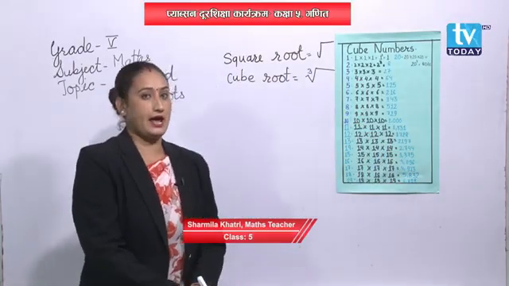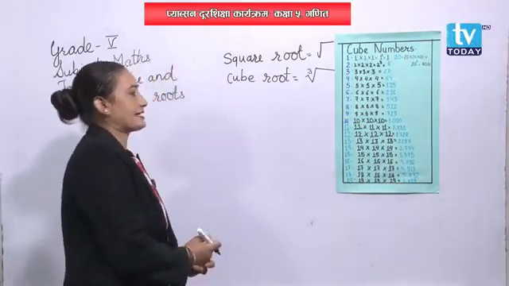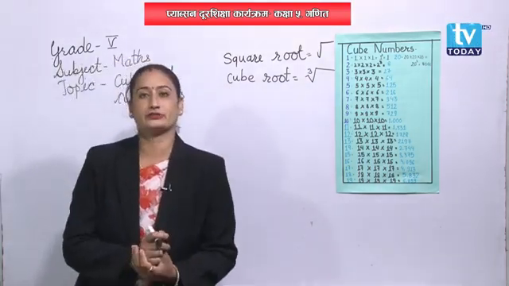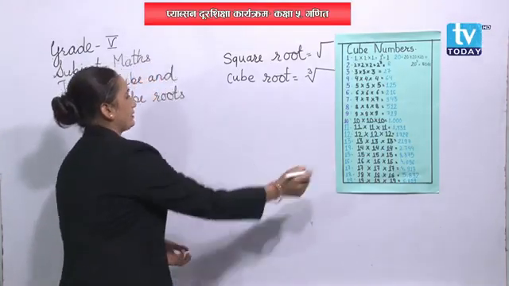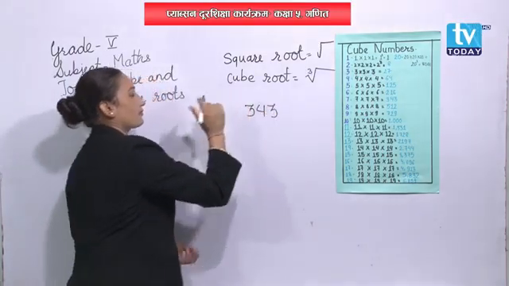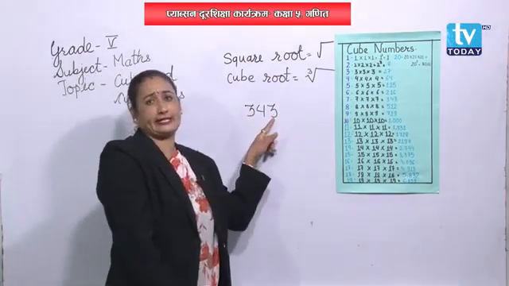Now I have the questions for you. Let's take out the cube root of 343. Shall we go? Okay, let's do it. 343. Now student, tell me, you will obviously get confused.